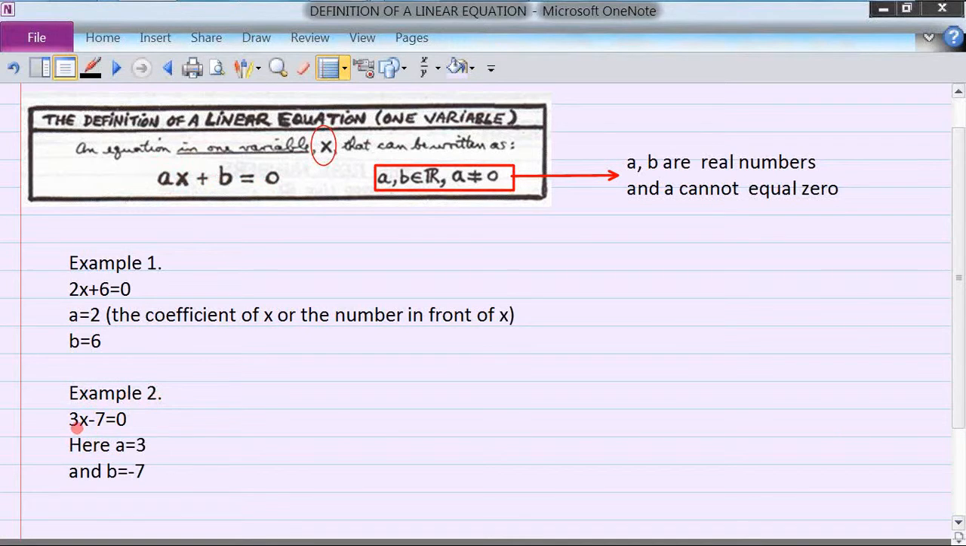Another example, here we have 3x minus 7 equals 0. We look up here, the coefficient of x is 3, so a is 3, and this term here, minus 7, is this one over here, so b is minus 7. So these are 2 examples: 2x plus 6 equals 0, 3x minus 7 equals 0. They have the form ax plus b equals 0. Remember that a is always the number in front of the x. In this case it's 2, and in this case it's 3.